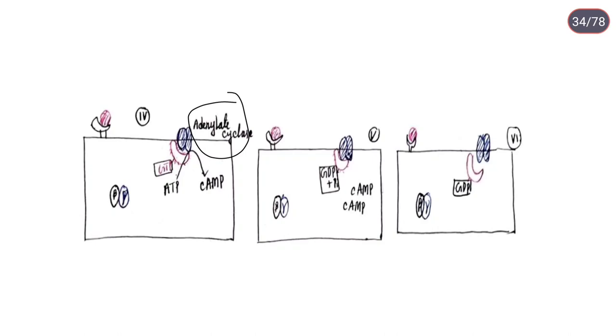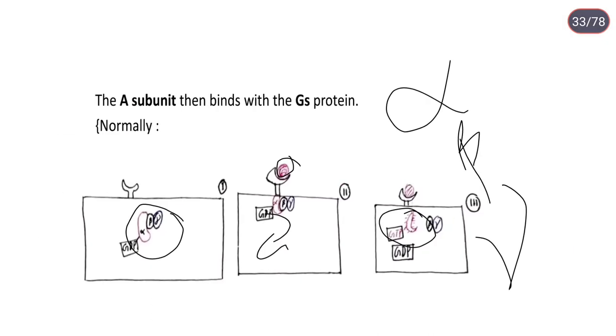So when the cyclic AMP is produced from the ATP, this GTPase will cause the breakdown of GTP into GDP and inorganic phosphate. So when this GTP of the alpha subunit is broken down into GDP and inorganic phosphate, the alpha subunit gets inactivated again. So when this alpha subunit gets inactivated again, it comes again to the beta and gamma subunit and again goes to step one of this process, this one.